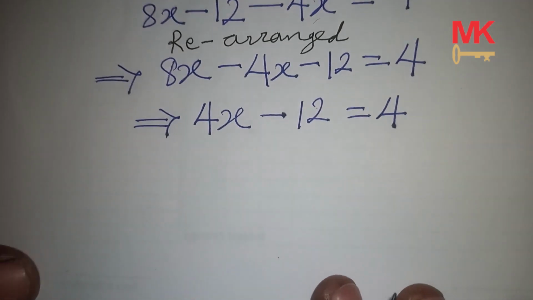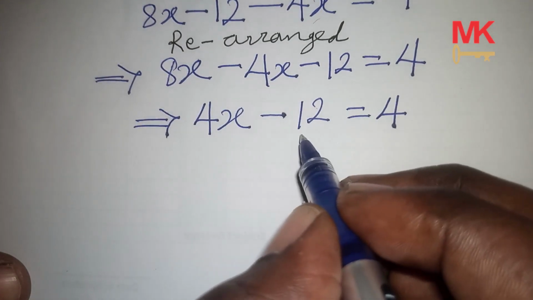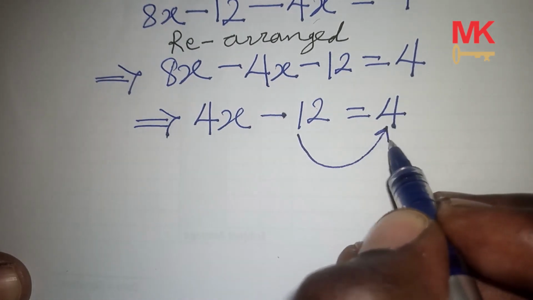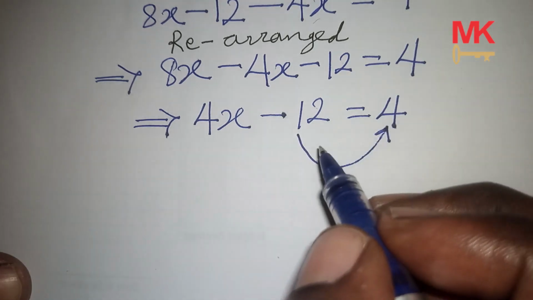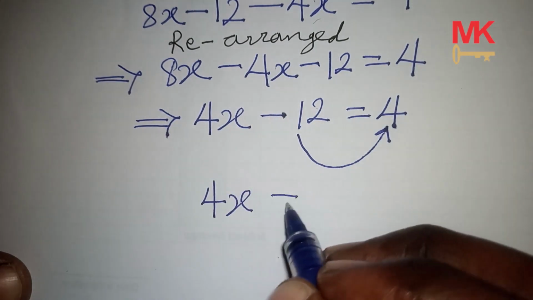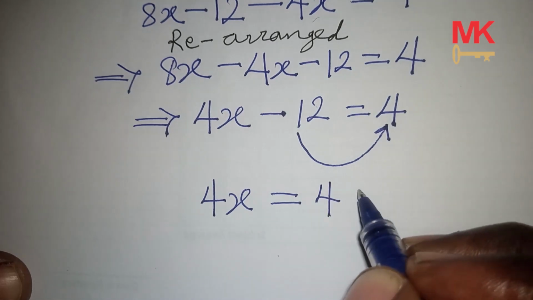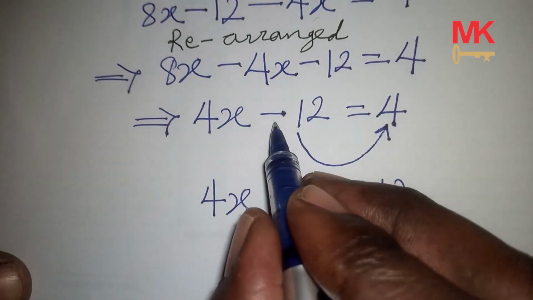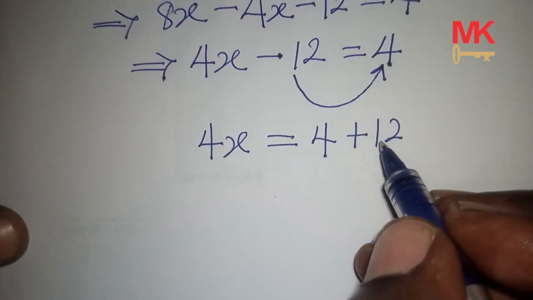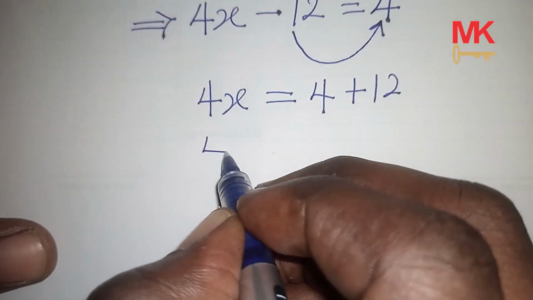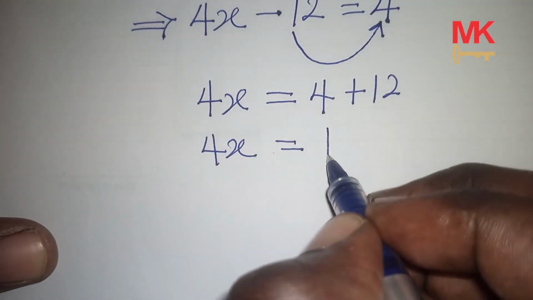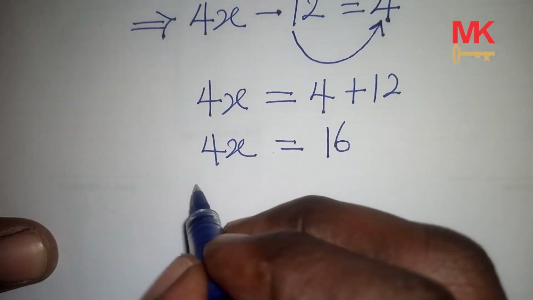So from here, we can now collect our like terms. Negative 12 and this ordinary 4 are like terms because they do not carry any letters. So we have to take our negative 12 to the right hand side of the equation to get 4 plus 12. As the negative 12 crosses over to the other side of the equation, it becomes positive 12. So from here, we can now write that 4x equals 4 plus 12 gives us 16.